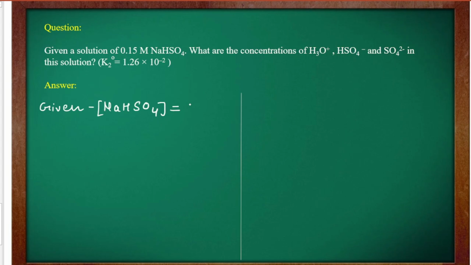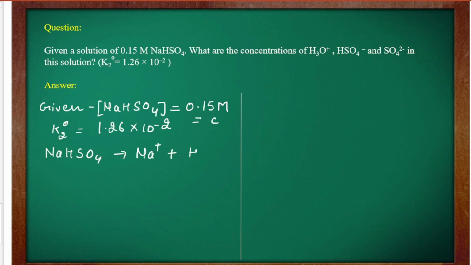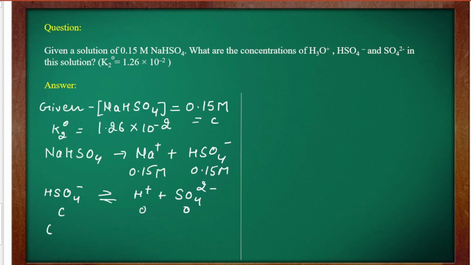Sodium hydrogen sulfate is a salt of a weak acid which dissociates in two steps. In first dissociation step, sodium hydrogen sulfate dissociates and gives sodium and hydrogen sulfate ion. In second dissociation step, hydrogen sulfate dissociates and gives hydrogen and sulfate ion. In first step, dissociation is complete. In second dissociation step, hydrogen sulfate partially dissociates.